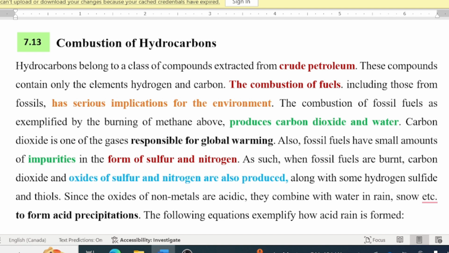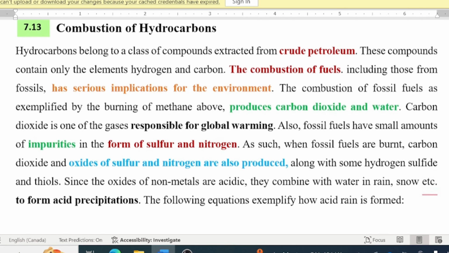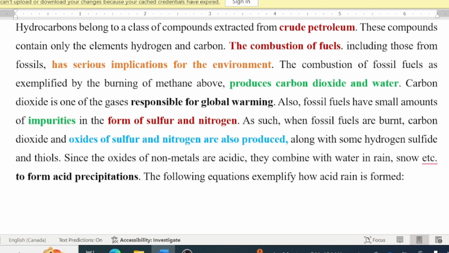The combustion of fuels, including those from fossils, has serious implications for the environment. The combustion of fossil fuels, as exemplified by the burning of methane above, produces carbon dioxide and water. Carbon dioxide is one of the gases mainly responsible for global warming. Also, fossil fuels have small amounts of impurities in the form of sulfur and nitrogen. As such, when fossil fuels are burnt, carbon dioxide and oxides of sulfur and nitrogen are also produced, along with some hydrogen sulfide and thiols.